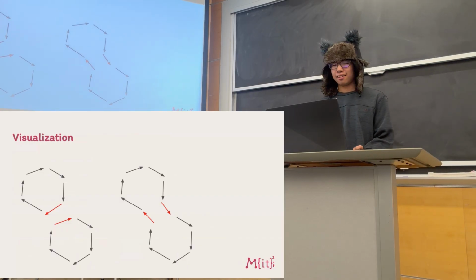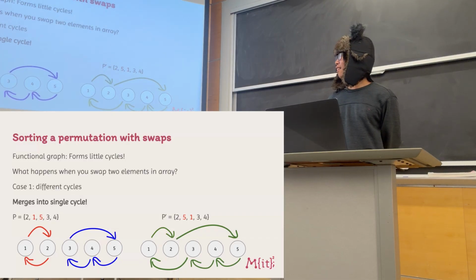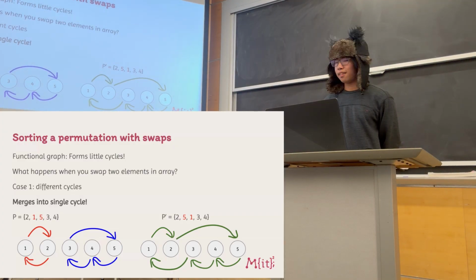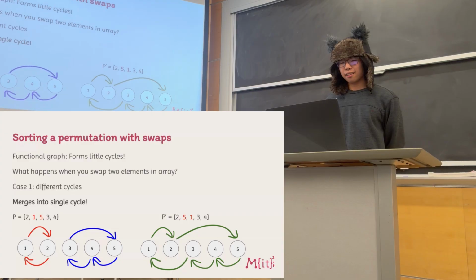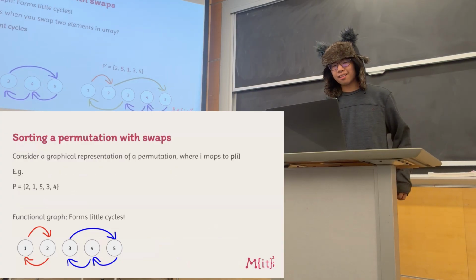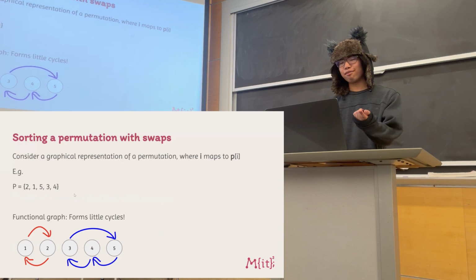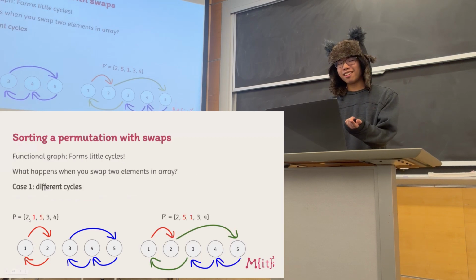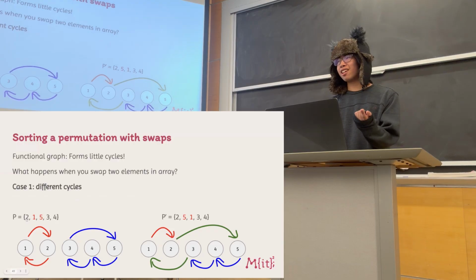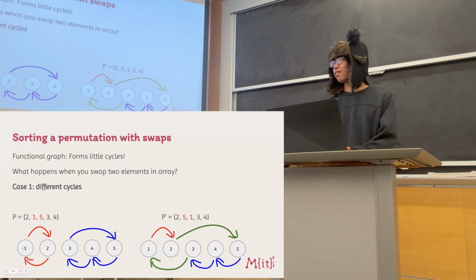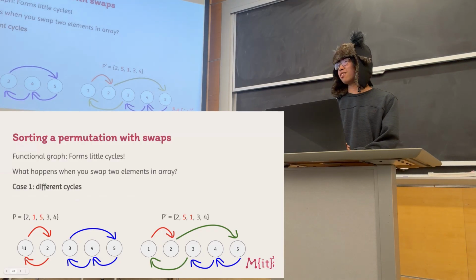Can you go back to the previous slide? Sure. So how are these cycles made? Like, how do we know that 1 and 2 form a cycle? Is it just because they're relatively next to each other? Oh, the graph is formed by the permutation where the index i maps to P of i. So if P is 2, 1, 5, 3, 4, the index 1 maps to the first element in P, which is 2. And that's how you form the graphical representation of a permutation.